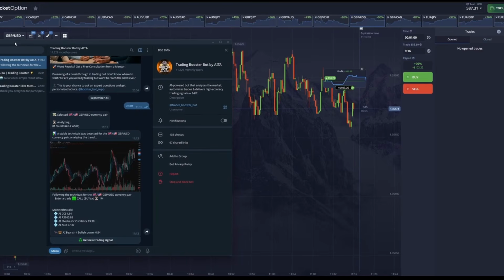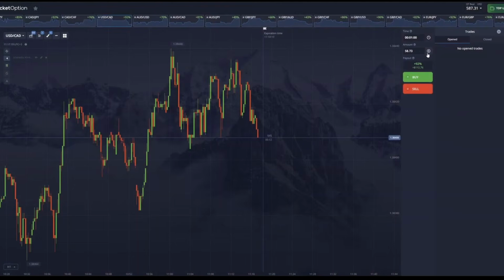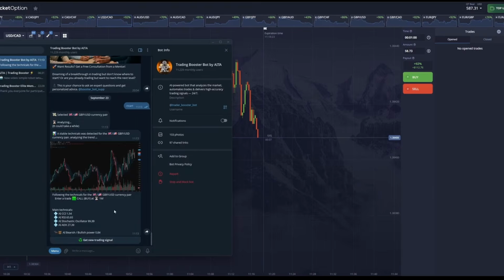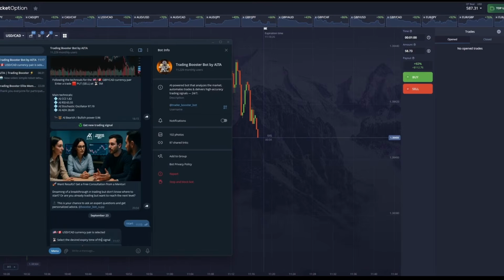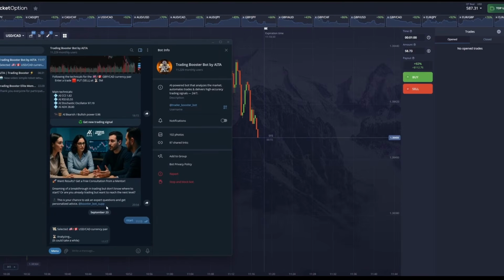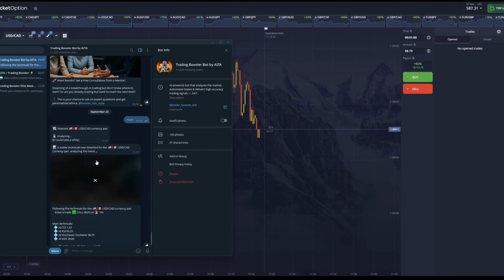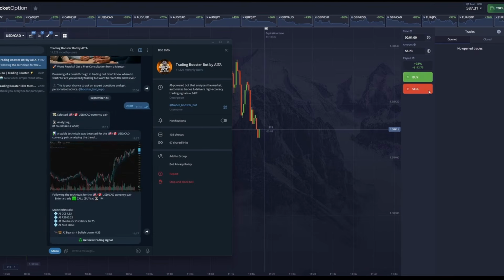Now, let's break down how this machine actually works and how to use it. I'll also open the next trade for 10%, that's $58, and I'll choose the US dollar to Canadian dollar currency pair. Let's go to the booster bot. Select this currency pair, wait for the bot to do its analysis, and then we'll open the trade together with it. I get a buy signal, and right from here, I open a buy trade.